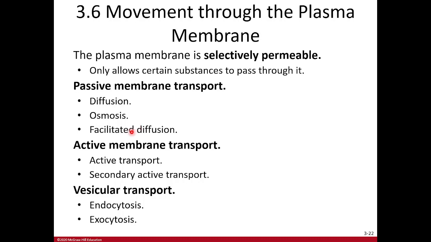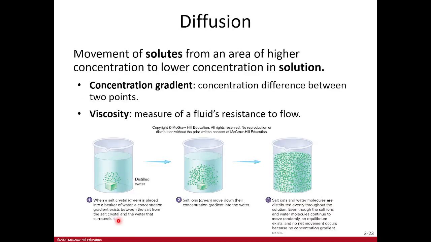Another mode of transport is known as active transport. In this case, you utilize ATP. And vesicular transport is when the cells bring in materials, in what we call endocytosis, or they can export materials, in what we call exocytosis.